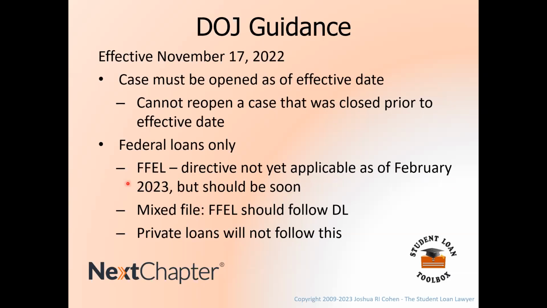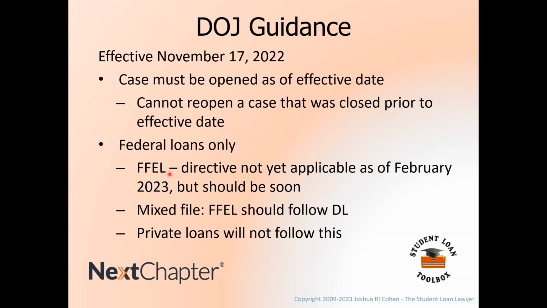Now, I'm not going to rehash this. I spent 2 webinars talking about the difference between an FFEL and a direct loan. FFELs do not yet have a directive to use the DOJ guidance. If you have an FFEL loan, it means ECMC, Educational Credit Management Corporation, is going to defend it. Okay? They do not have the directive to follow the DOJ guidance, and they don't have to. We're going to talk about that in a second. Yes, you can file a case right now and use the adversary against it. Yes. It's all about, as long as the case is fresh or opened as of November 17, 2022.